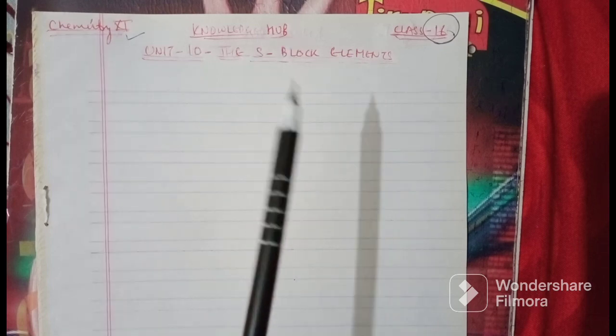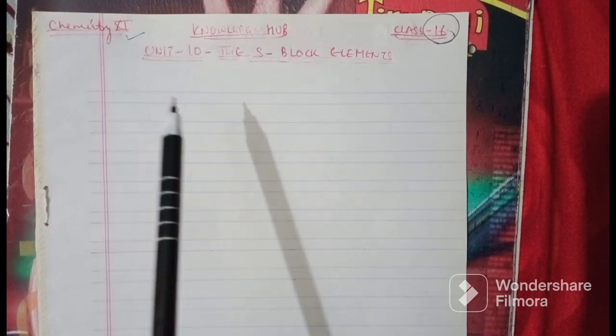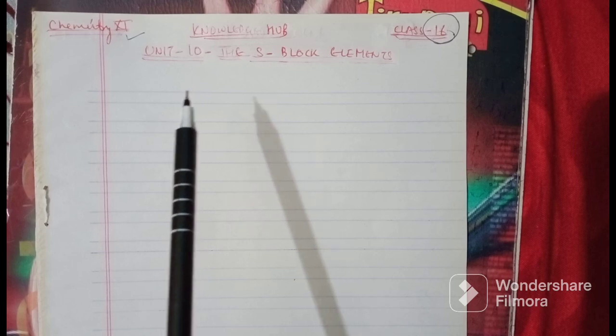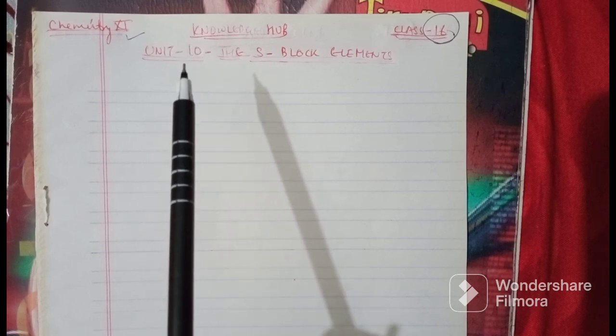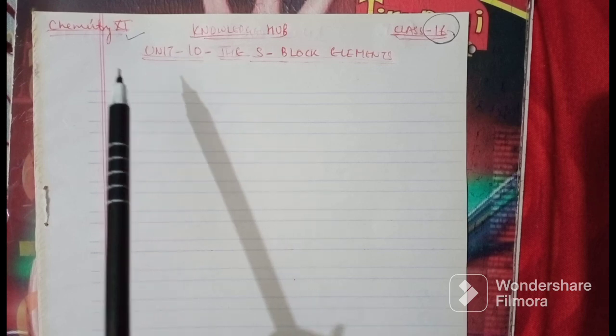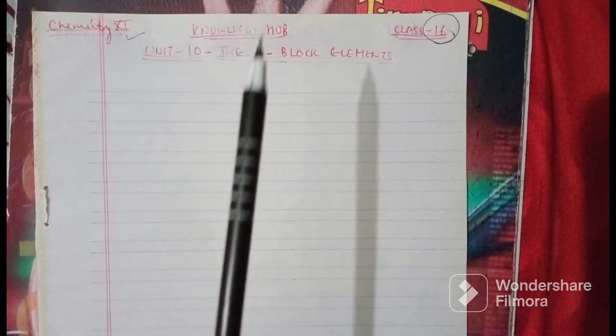Now, the general electronic configuration of s-block elements is noble gas ns1 for alkali metals and noble gas ns2 for alkaline earth metals.